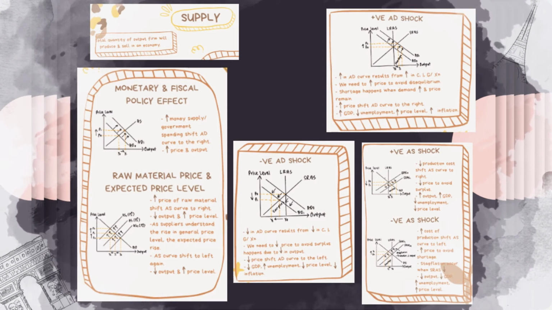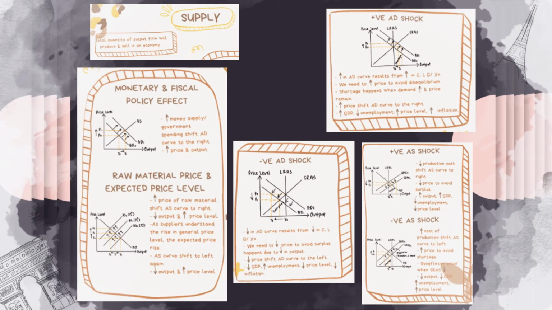For negative AS shock, an increase in cost of production shifts the AS curve to the left. We need to increase price to avoid shortage. Stagflation occurs when SRAS decreases. Therefore, it leads to a decrease in output and GDP while unemployment and price level increase. For monetary and fiscal policy effect, an increase in money supply or government spending will shift the AD curve to the right. Price and output will increase too.